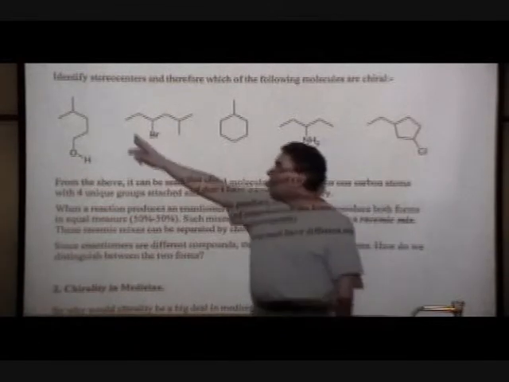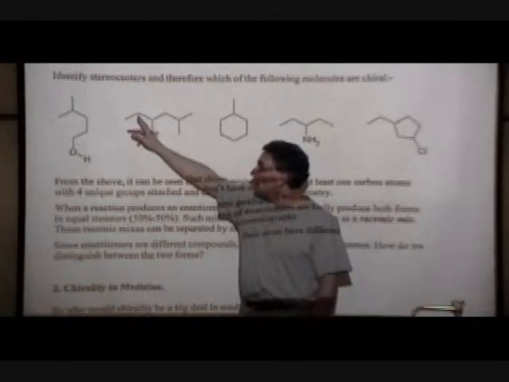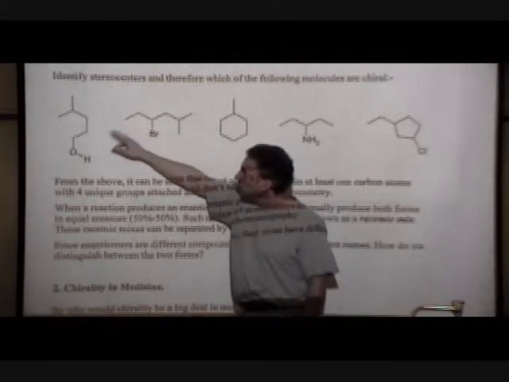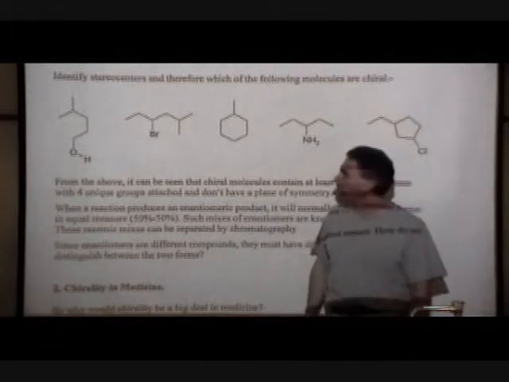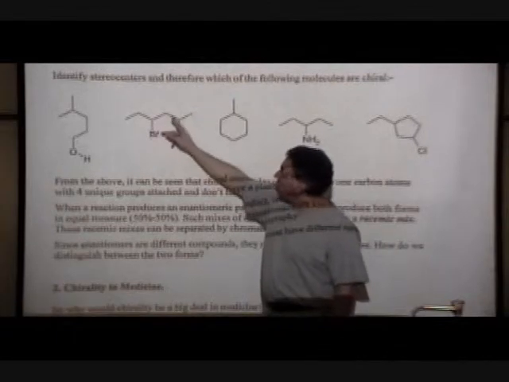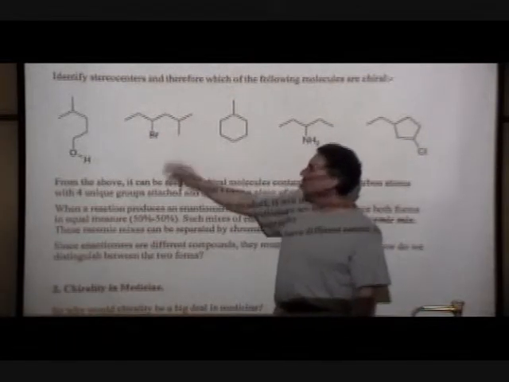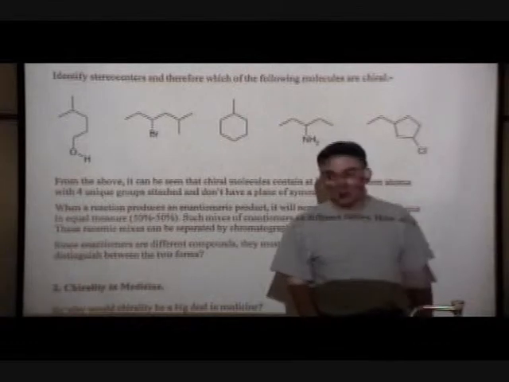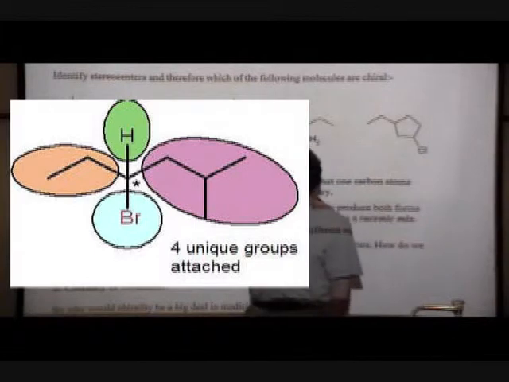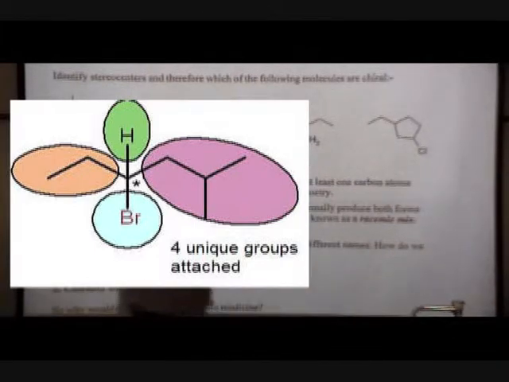Second molecule, we've got three hydrogens here, two hydrogens here, so we discount those. Then with one hydrogen, there's an ethyl branch to the molecule to the left, a hydrogen which isn't shown, a bromine, and then a propyl branch with a methyl branch on that. So there are four unique groups attached. So this is a chiral carbon, a stereocenter. And normally we'd represent that with a little asterisk next to it. I don't have a pen, so I can't do that.